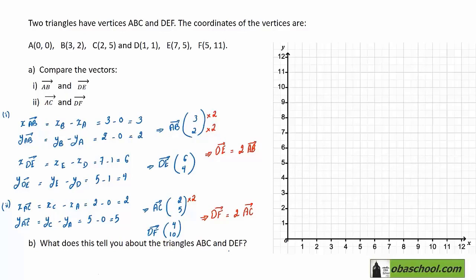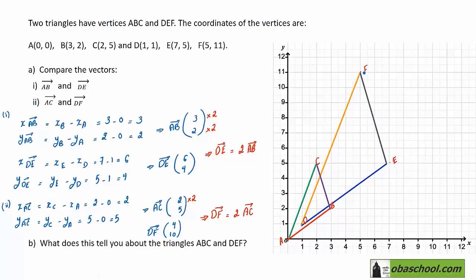Now, the first thing that I'm going to do is to plot the points ABC, DE, and F on the graph on the right side of the screen. So A is at the origin, B is at 3, 2, C is above, D is at 1, 1, E is up there, and finally F at 5, 11. So connect AB and DE, connect AC and DF, and now for the final step to compare both triangles, connect BC and EF. So here we can take a closer look at these triangles.